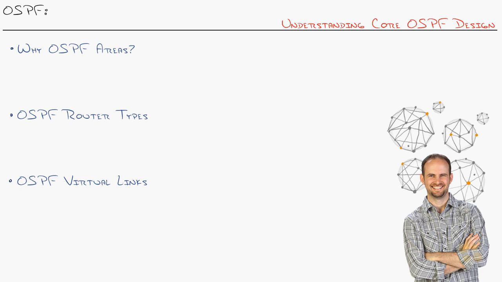That is it. You now understand why we have OSPF areas. You understand the two major OSPF router types, that's the ABR and the ASBR, and you understand why we might do something like OSPF virtual links and what they provide for us.